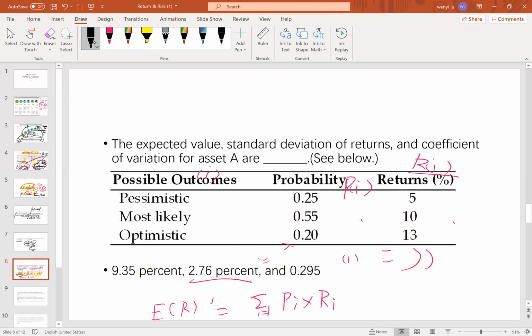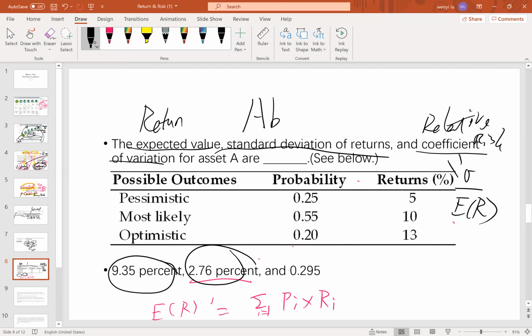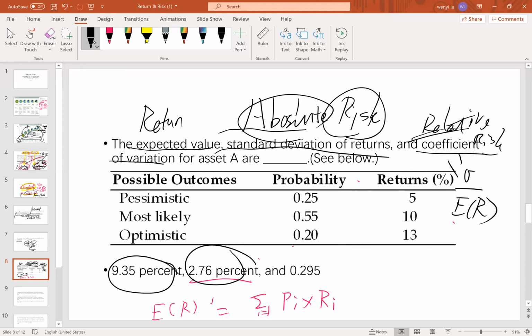Last one is called coefficient of variation. Coefficient of variation measures what? Measures relative risk. We just did this in the Excel sheet before. This measures relative risk, using sigma over expected return. So this measures return, and this one measures what? Absolute risk. Not absolute vodka. So here's absolute risk, and this is relative risk. So that's how to measure this one. It's very important for this class.